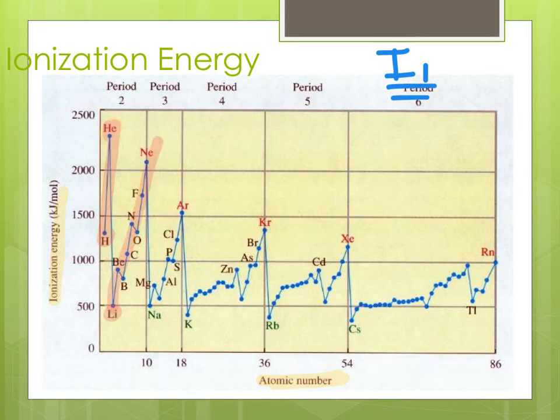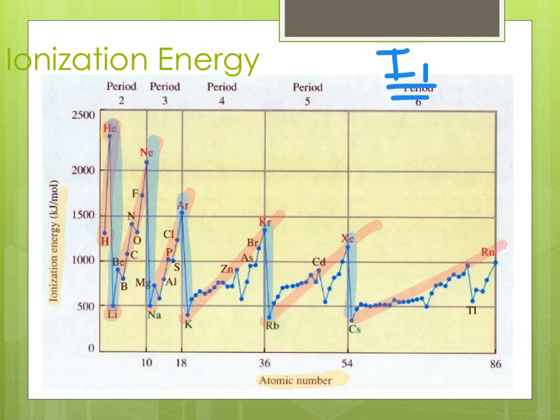The third energy level, which goes from sodium to argon, we have a general increase, potassium to krypton, and then so on and so forth, all the way down our 7 periods. So as we move across a period, we have an increase in ionization energy, but as we go down a family or a group, we have a decrease in ionization energy.